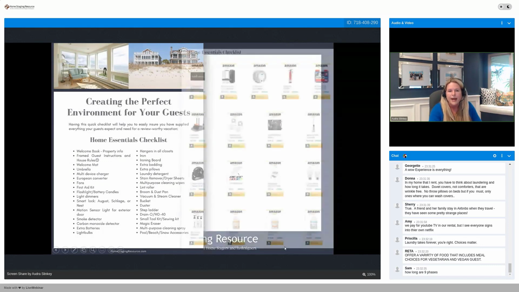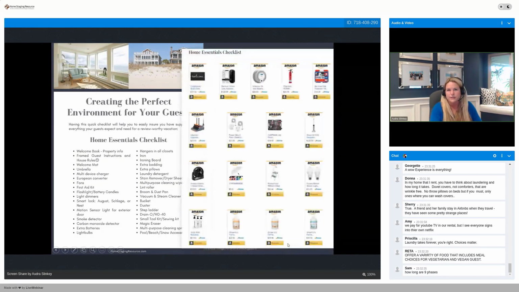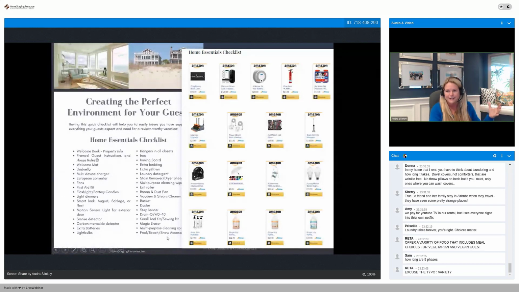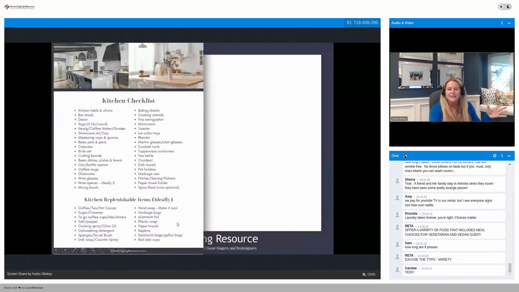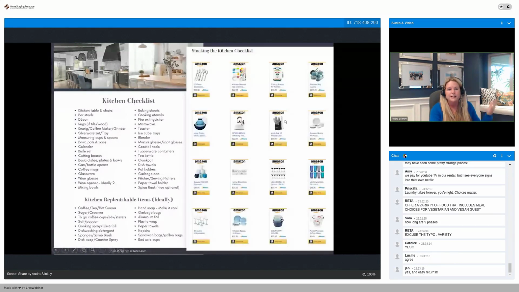And then we also have all those products that have been sourced on Amazon, because Amazon is an easy place. Can we all agree Amazon is probably the easiest place for the basic essentials and for stocking the kitchen? So we even have the kitchen checklist and the replenishables. One reason to go to Amazon for your clients, and why I have those shopping links, is easy returns, and it comes the next day.